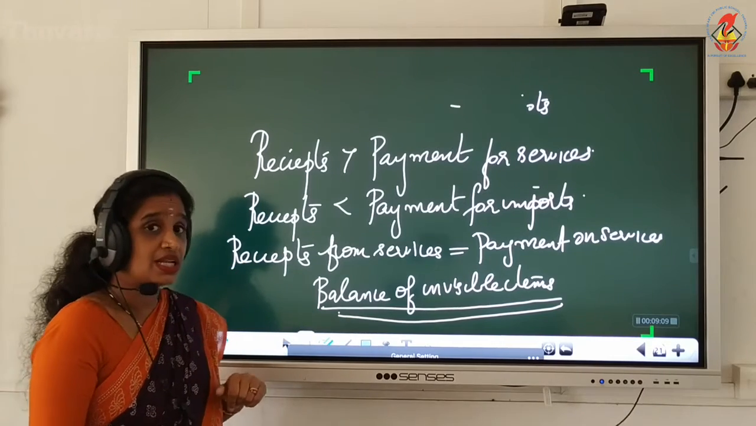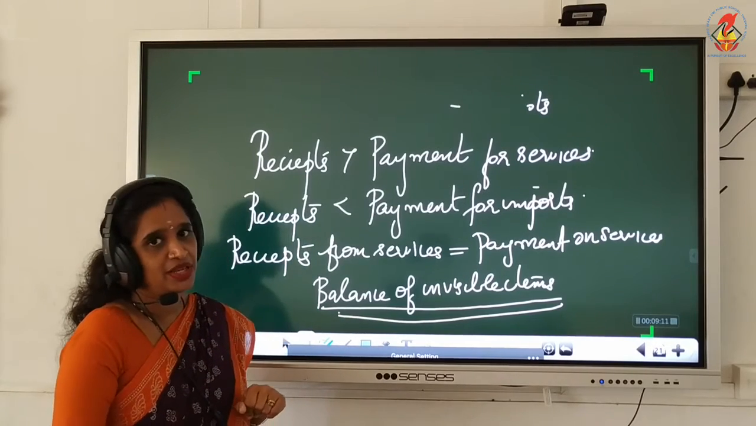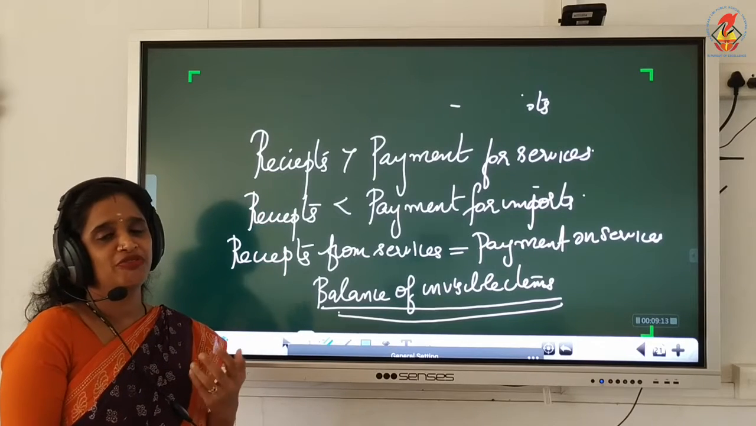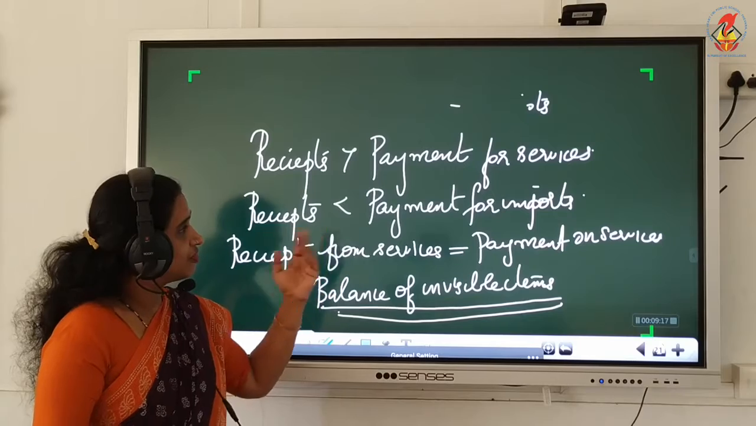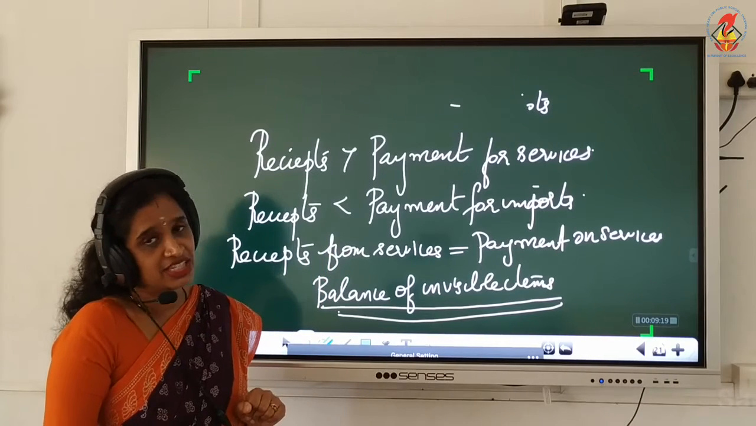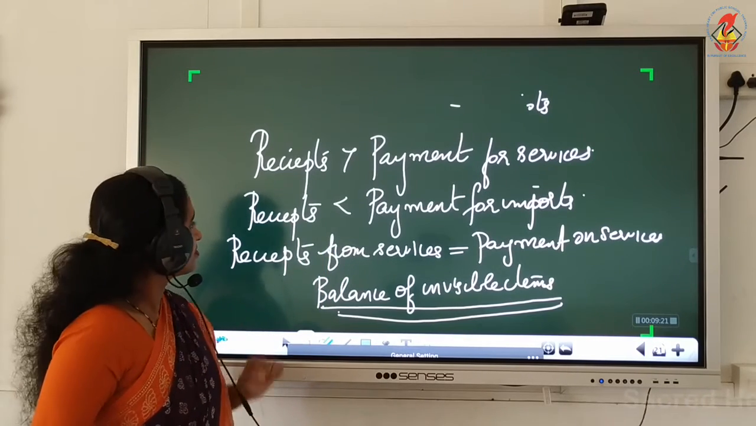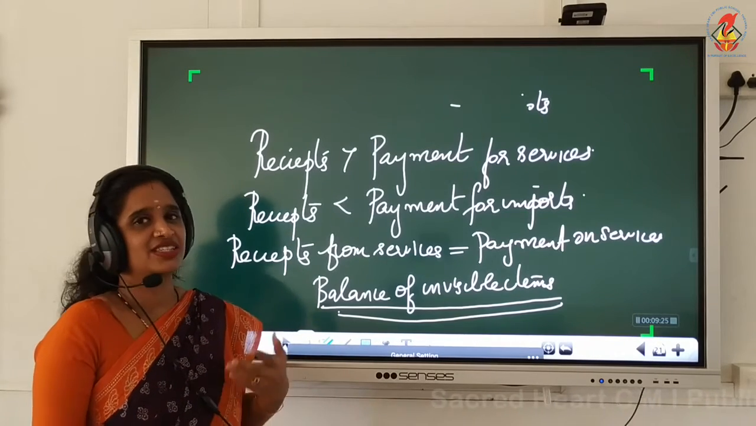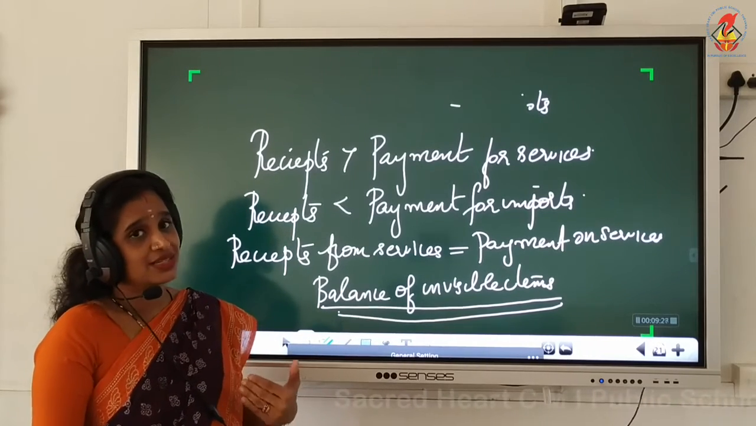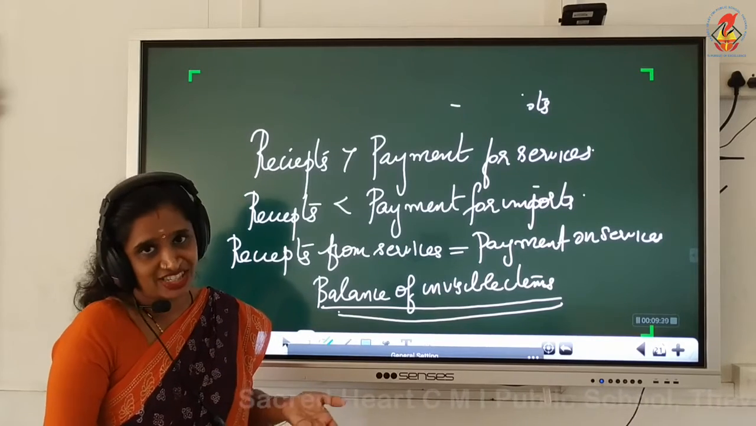If the receipt is lesser than payment, that means we are not getting that much inflow of foreign exchange. Our money is flowing out. Therefore, we can say there is a deficit. We are not that happy if the receipts are less. But if the receipts are more, we are happy, there is surplus. But if the receipt is less, we are not happy, there is deficit.